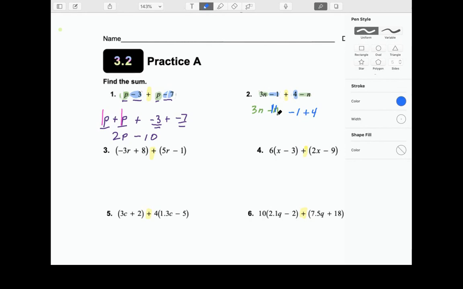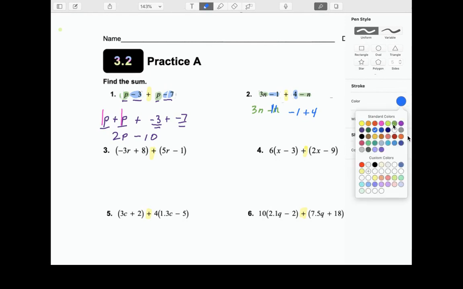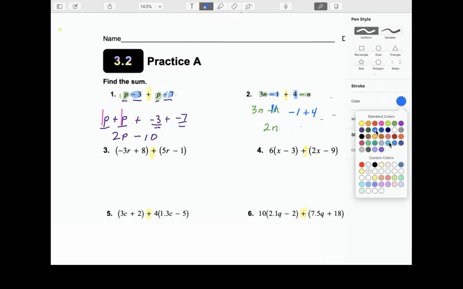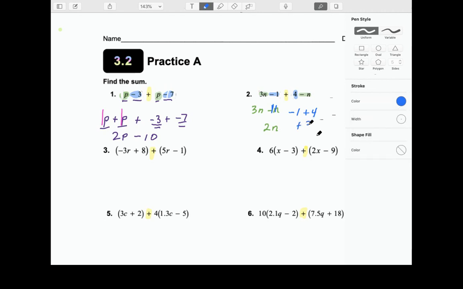And so we have 3n minus 1n, so that's going to be 2n. Those n's combined, 3 minus 1 is 2n. And then those constants combined, negative 1 plus 4 is simply going to be plus 3. So 2n plus 3, and that's it. That's the answer: 2n plus 3.